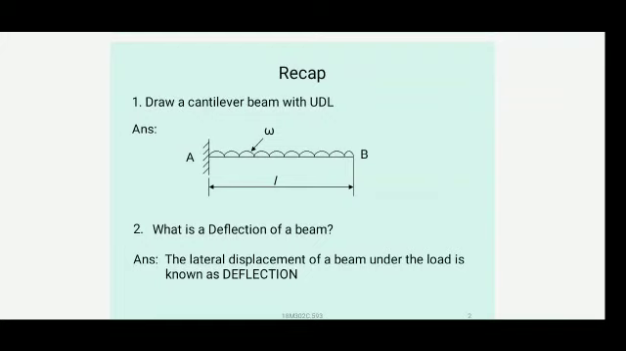Recap. Draw a cantilever beam with uniformly distributed load. Already we studied this is the cantilever beam with uniformly distributed load, w, small w, load per unit length of the beam. L is the length, AB, A is the fixed end, B is the free end. So this is the cantilever beam.